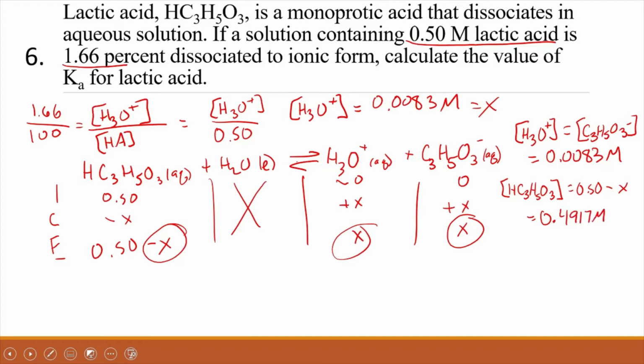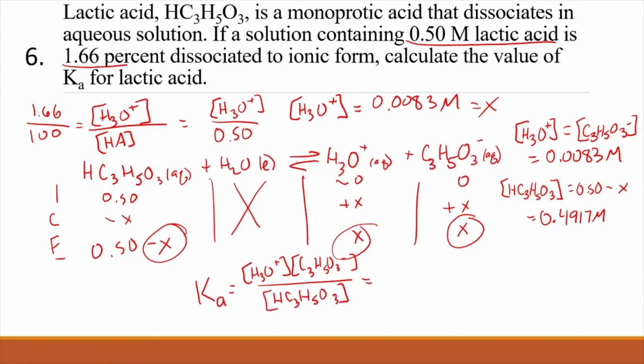So now we know that Ka is equal to the concentration of H3O plus times C3H5O3 minus divided by the concentration of HC3H5O3. And so that is 0.0083 squared, which is 6.889 times 10 to the negative fifth, divided by 0.4917, and you get 1.40 times 10 to the negative fourth power for Ka.